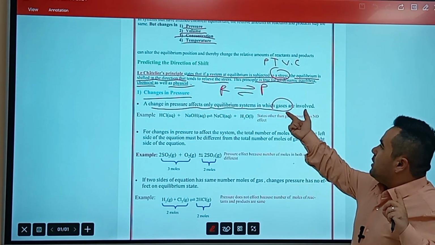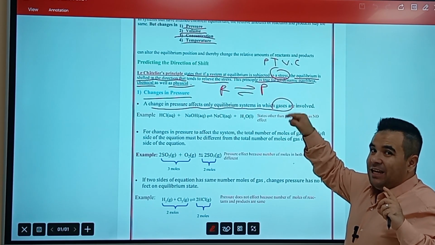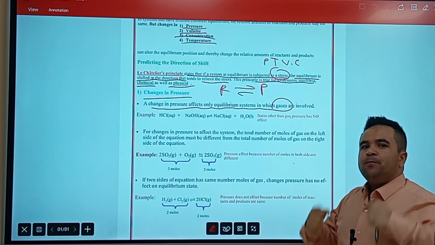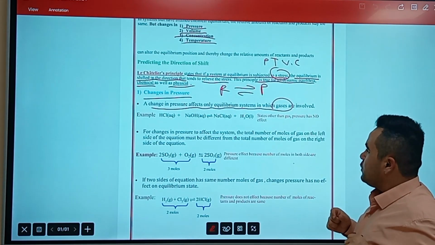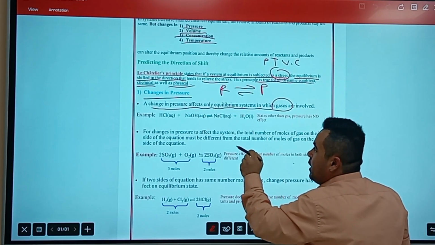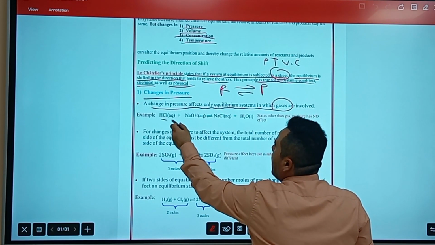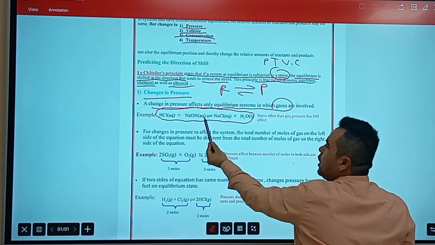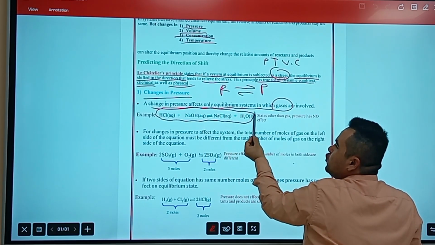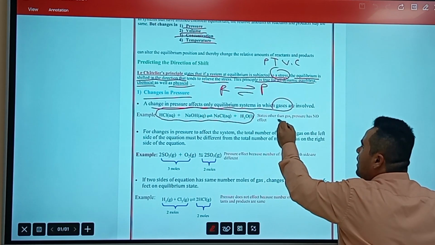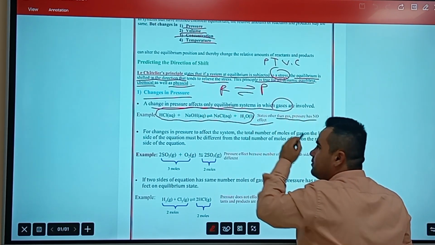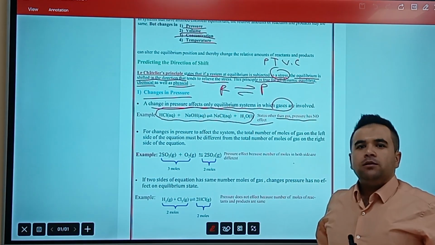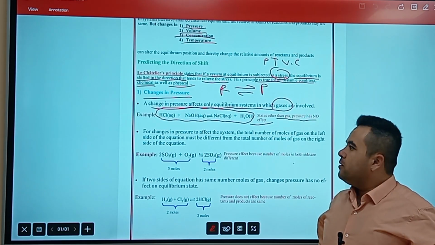We have to consider the gases in any system: a change in pressure of the system shifts the equilibrium position. For example, in this reaction, what do we have? HCl aqueous, NaOH aqueous, NaCl, and H2O liquid and aqueous. These are states other than gas, so pressure has no effect. You have to know that changing the pressure on this system does not disturb the equilibrium of the reaction.